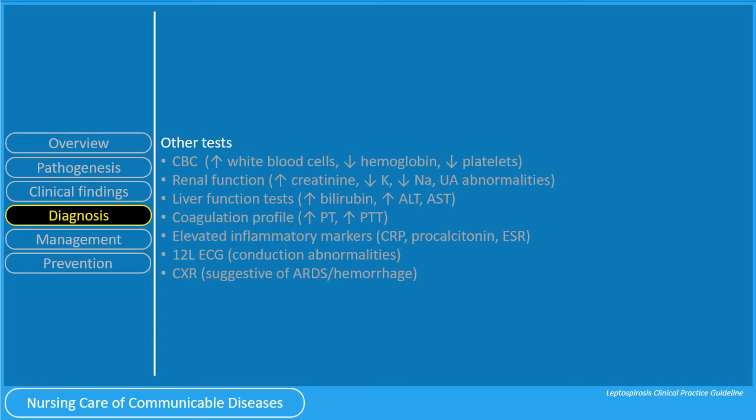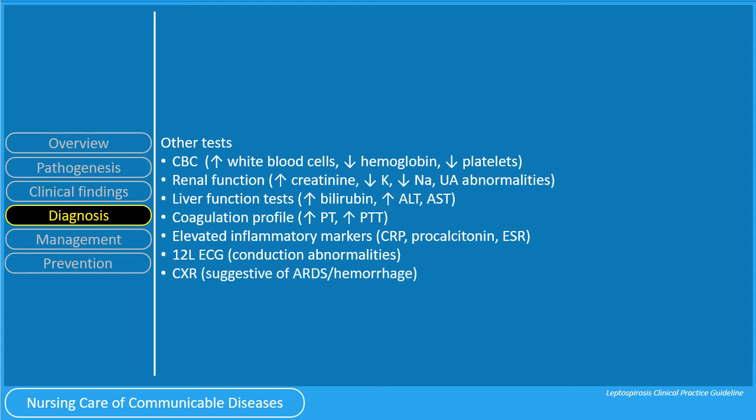Other lab findings include the following. Complete blood count may show leukocytosis, anemia, and thrombocytopenia because of the infection. Renal dysfunction may be suggested by increasing creatinine, hyponatremia, hypokalemia, and UA abnormalities. The liver is also affected with resultant increase in bilirubin, ALT, and AST. The coagulation is also deranged as shown by an increase in PT and PTT. Inflammatory markers such as C-reactive protein, procalcitonin, and erythrocyte sedimentation rate or ESR are elevated. ECG may detect conduction abnormalities, and chest X-ray may show findings suggestive of ARDS or pulmonary hemorrhage.